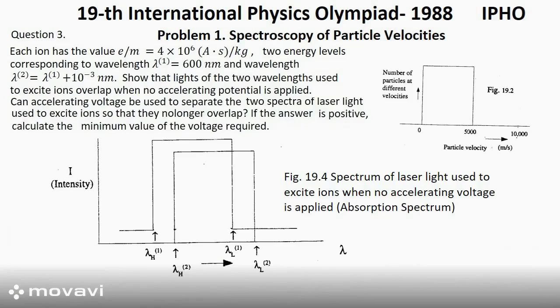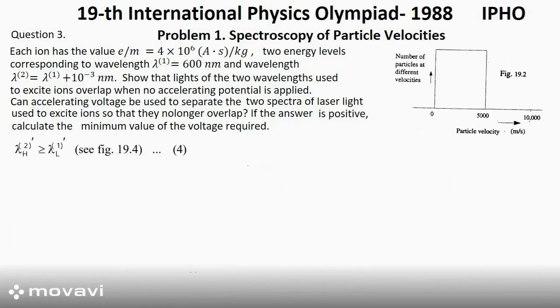in figure 19.4. When accelerating voltage is applied, let lambda H1 prime and lambda L1 prime be the range of the wavelengths used to excite ions in the first energy level. When accelerating voltage is applied, note the prime sign to denote the situation in which the accelerating voltage is used, and let lambda H2 prime and lambda L2 prime represent the range of the wavelengths used to excite ions in the second energy level also.